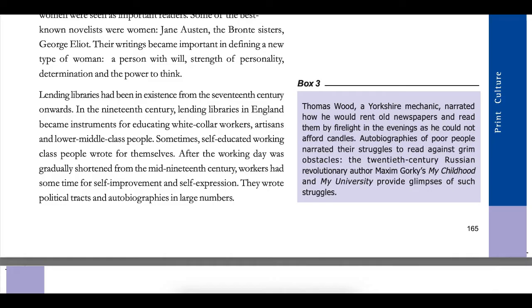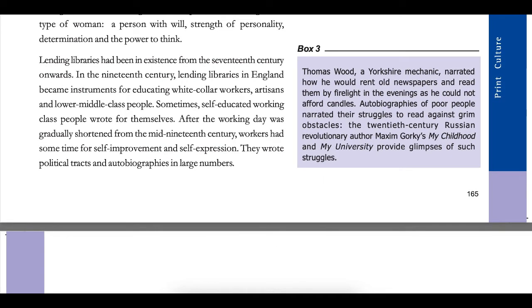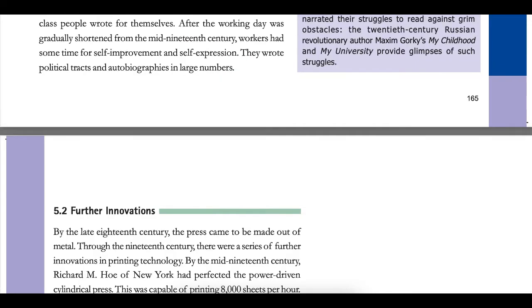Lending libraries had been in existence from the 17th century onwards. In the 19th century, lending libraries in England became instruments for educating white collar workers, artisans, and lower middle class people. Sometimes, self-educated working class people wrote for themselves. After the working day was gradually shortened, from the mid 19th century, workers had some time for self-improvement and self-expression. They wrote political tracts and autobiographies in large numbers.